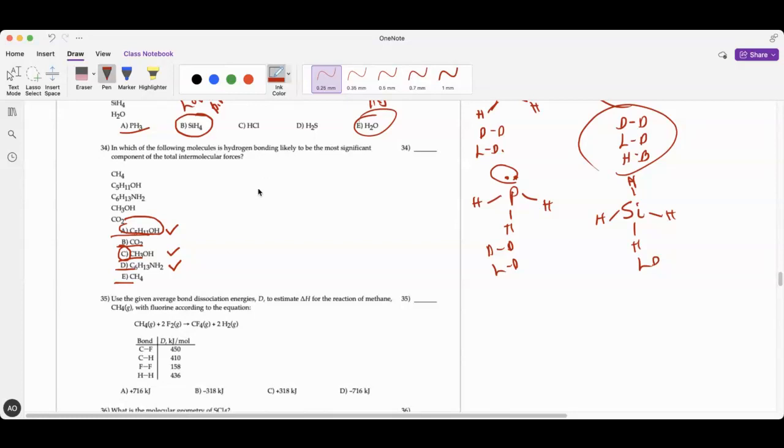Remember what I told you. Anything that has usually more than 3 carbons is going to be much less polar, okay? So when you have 4 or more carbons, then you're going to have significant London dispersion as well as some hydrogen bonding. So actually C would be the correct answer for number 34, okay?